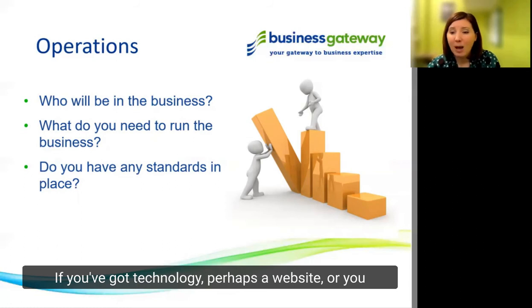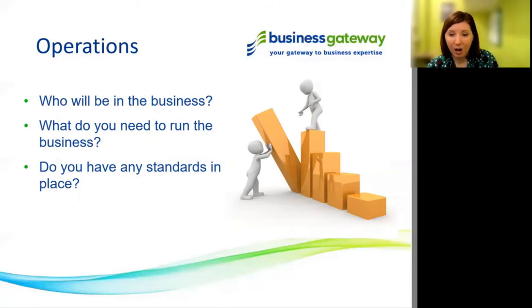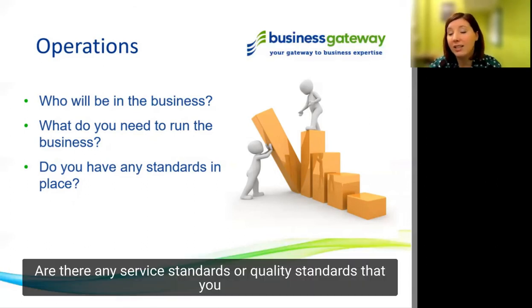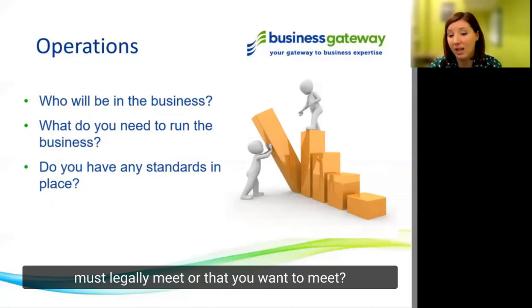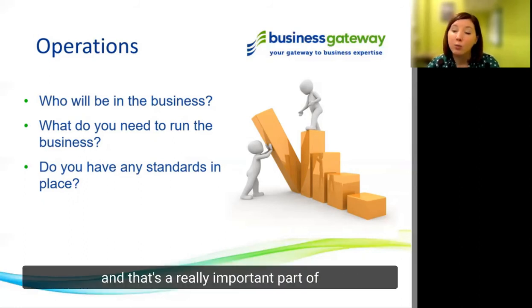If you've got technology, perhaps a website, or you need certain software in order to run the business, you need to specify that in the operational part of the business plan. Show how you do things. Maybe you've got some standards in place. What sort of quality is your product or service going to be? Are there any service standards or quality standards that you must legally meet or that you want to meet? So ISO 9001, a living wage employer, perhaps you offer a quick turnaround time of work. Maybe there's a guarantee attached to what you do. Perhaps you've got really great green credentials, and that's a really important part of the operations of your business.